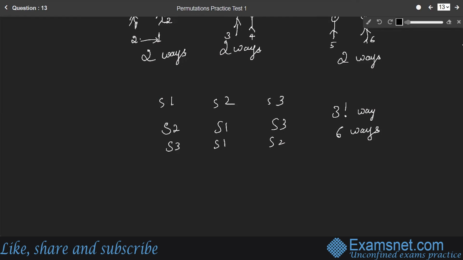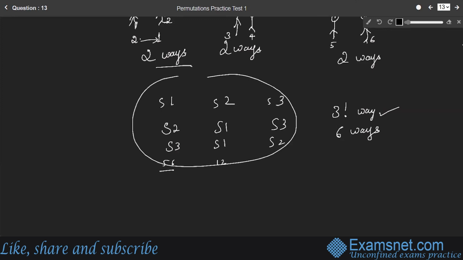So set 3 teachers, 5 and 6, come at first. Then set 1 teachers, 1 and 2, right? And again their arrangements can be done in 2 ways. So here the arrangement of the whole set, 3 sets, can be possible in 3 factorial ways. That is nothing but 6 ways, right? Therefore, this is the arrangement of three sets of teachers.